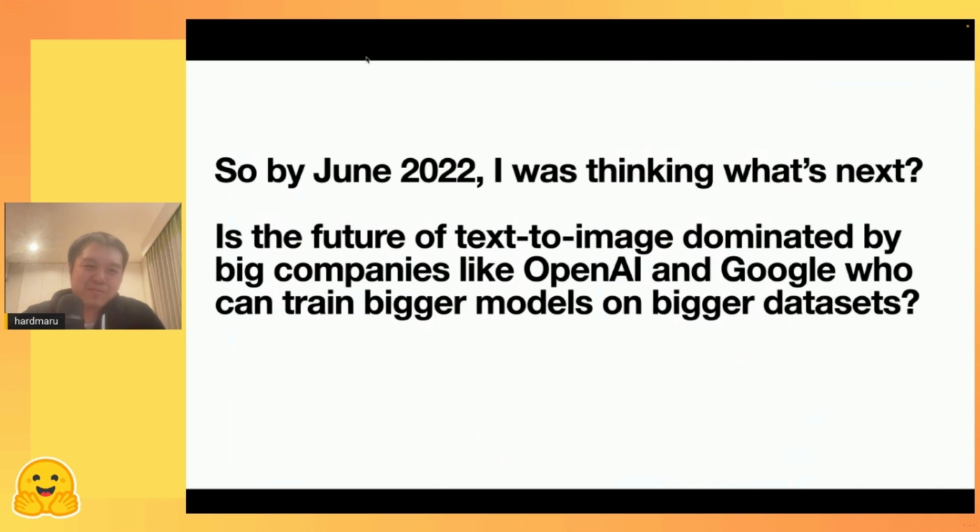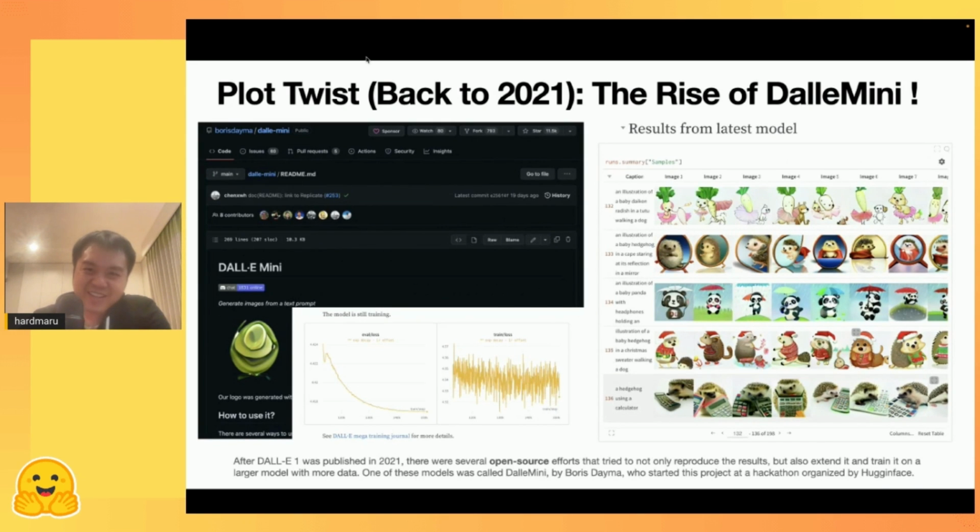So by June of this year, I was thinking, what's next, right? These are pretty amazing stuff. At that time I was thinking, was the future of text-to-image models dominated by big companies like OpenAI and Google, who have the resources to train bigger models on bigger data sets? And there's a plot twist.